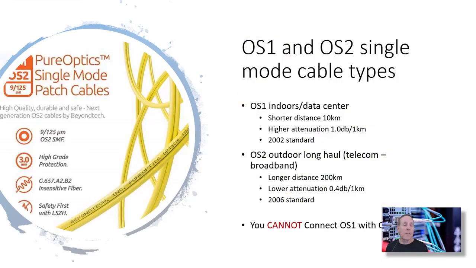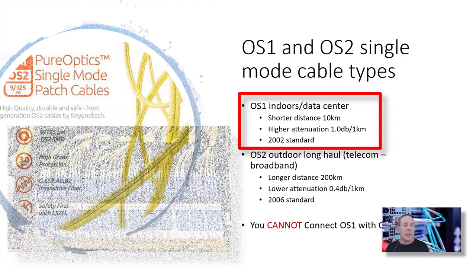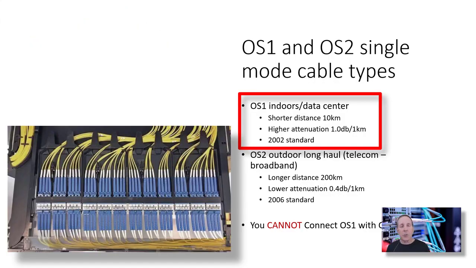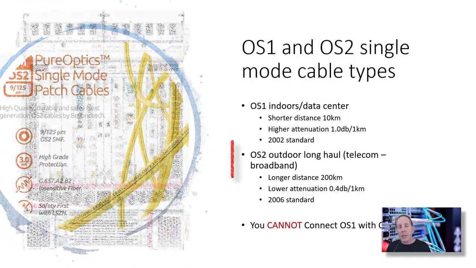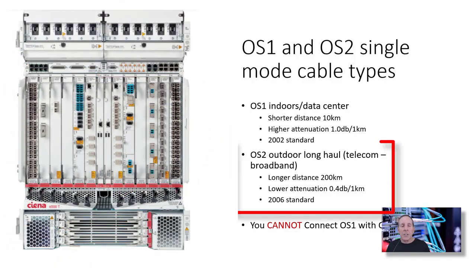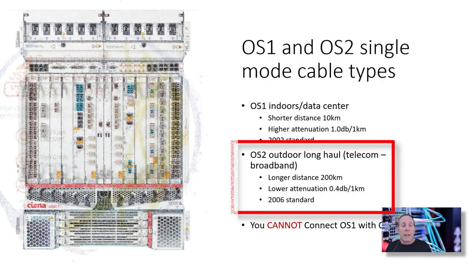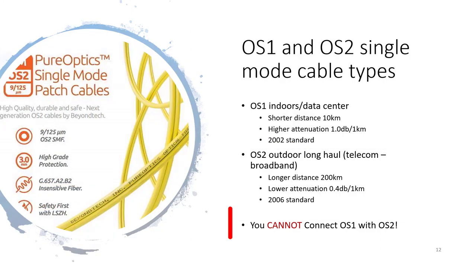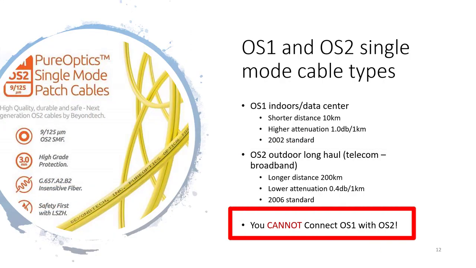Now the first optical single mode is called OS1. It's normally indoors and in data centers. It has a shorter distance, about 10 kilometers, higher attenuation. It's based on a 2002 standard. The second version was OS2. It's an outdoor long-haul telecommunication broadband, longer distances, about 200 kilometers, lower attenuation per every kilometer. It's a 2006 standard. Remember, you cannot connect OS1 and OS2 cables together.